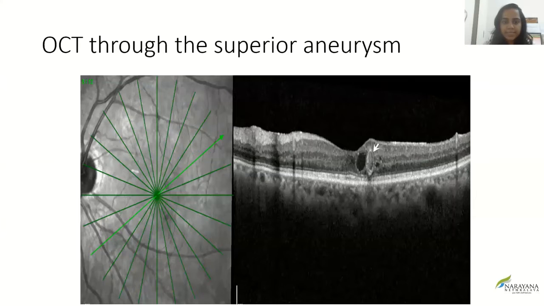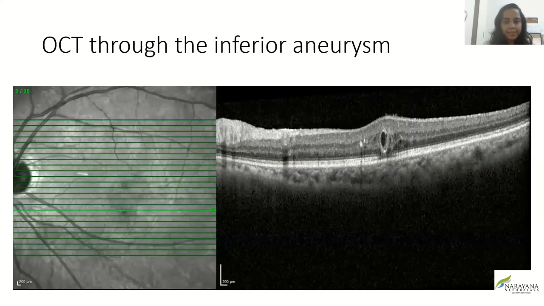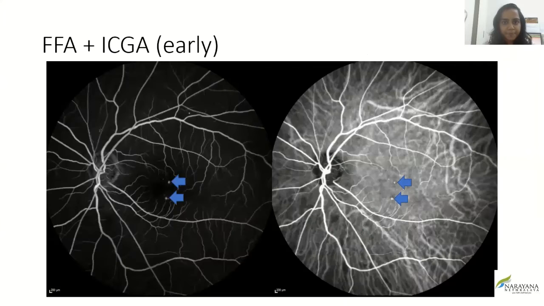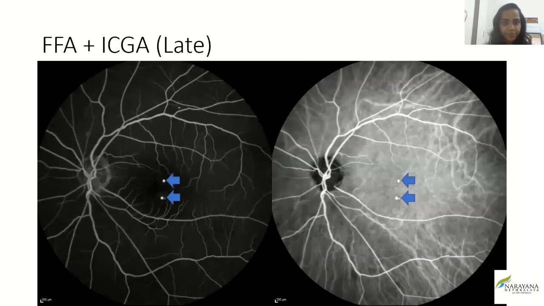This is the OCT scan passing through the superior lesion, and we can see that it is almost the same as the previous scan. And that passing through the inferior lesion is the same, except for a little bit of thickening of the wall. This is the FFA ICGA image of the early phase showing two hyperfluorescent lesions corresponding to the lesions we saw clinically, and the corresponding ICGA image is also seen.